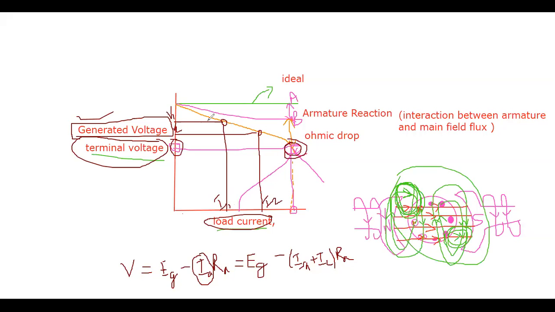So if you are operating a machine with a higher generator voltage, then automatically the terminal voltage is higher, and what happens? The load current will be lesser, right? So that's the conclusion which depends upon the ohmic drop, right?